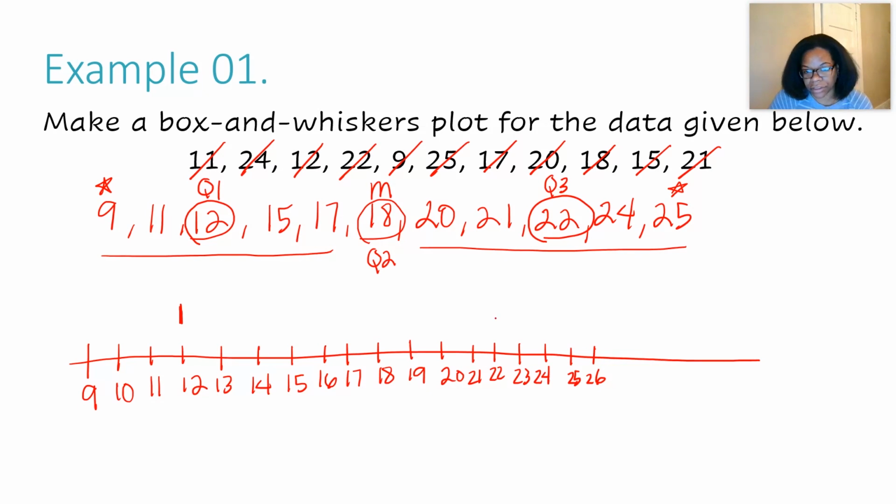And then my Q3 needs to be at 22. So I'm going to draw a line here, and that's going to be the right end of my box. Now I'm going to connect them and basically make a long skinny rectangle.